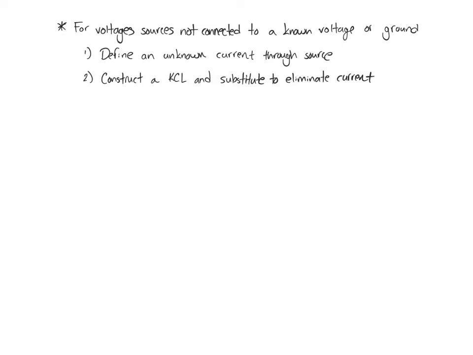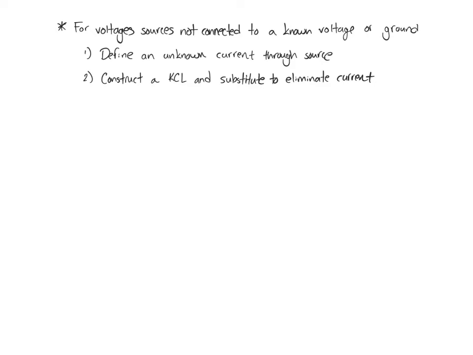So in this last example, we saw something interesting in that we saw a voltage source that wasn't connected to a known voltage or a ground. So in this case, there's always these two steps that we should go with in order to deal with that. The most common mistake is that I see students assuming that there is zero current going through that voltage source. I've said this before, and I'll say it in this context again, that we can never assume that there is zero current going through any element.